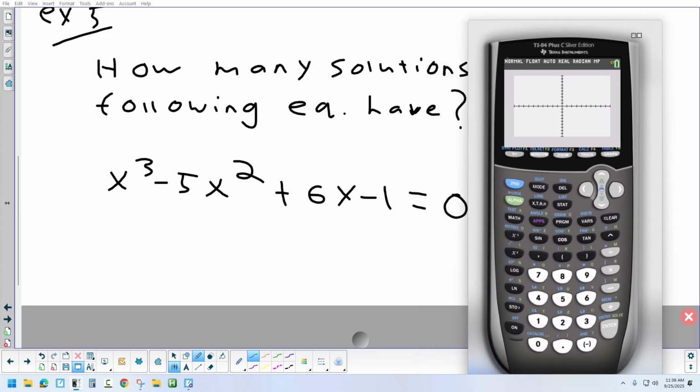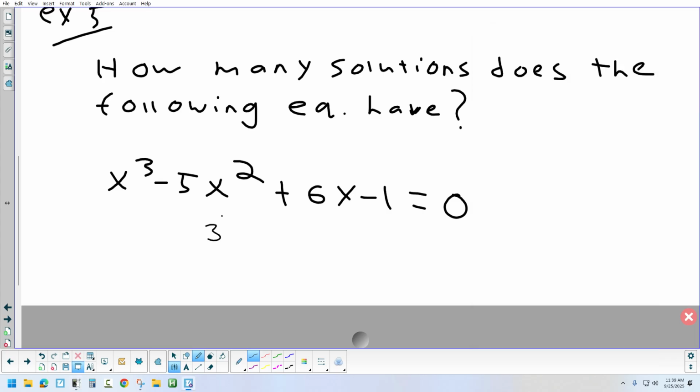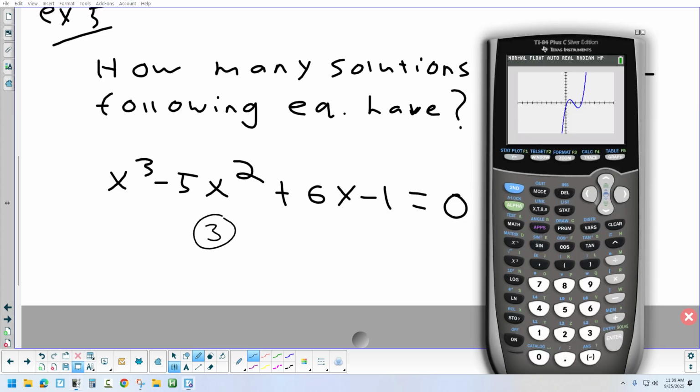Okay, so the first question is, how many solutions does the equation have? It's already equal to 0, so I didn't have to mess with that. How many solutions does this equation have? Yeah, 3. When an equation is equal to 0, you are looking for where it crosses the x-axis. That's what equals 0 means, cross x-axis.